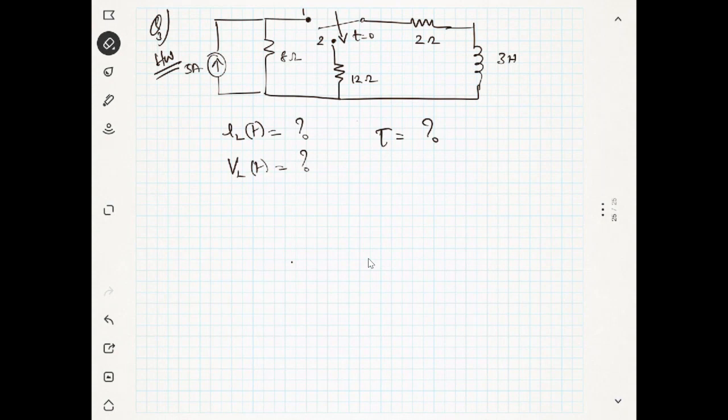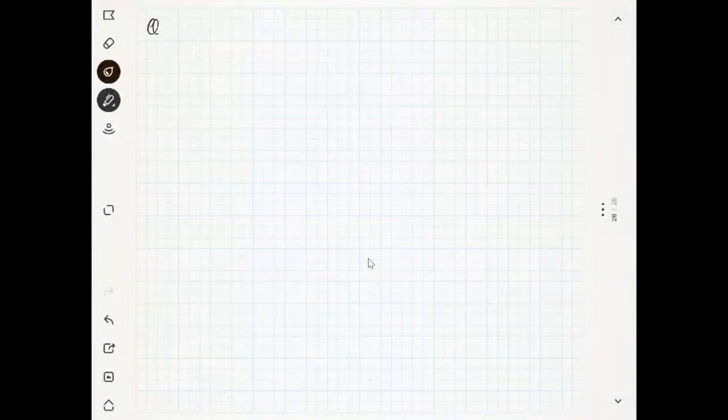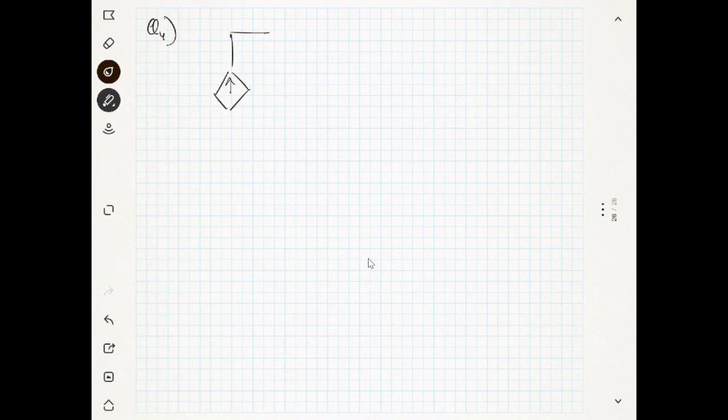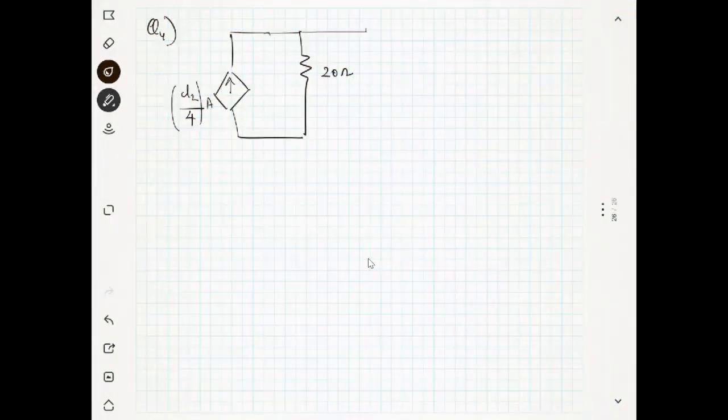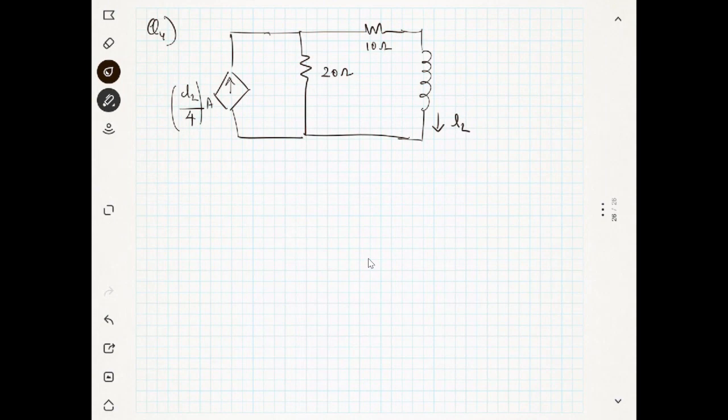Now there is another problem. This is a typical problem. It is not the same as the previous kind of problems. There is a dependent source. This is IL by 4 ampere. IL is the notation for the current through the inductor actually. So this is a dependent source, and this is the current IL through the inductor.